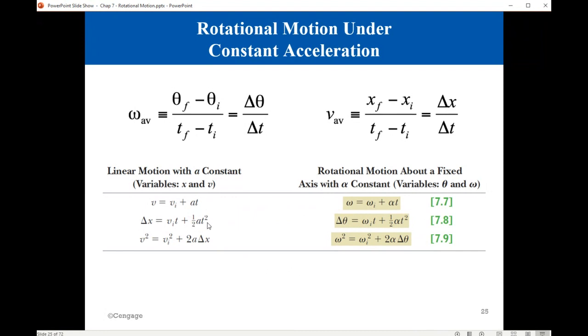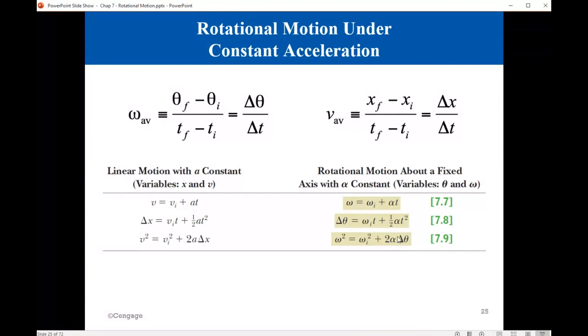The second kinematic equation that we learned in chapter 2, delta x is v initial t plus half at squared. So here, instead of delta x, you have delta theta for the angular displacement. It is equal to omega initial t plus half alpha t squared. Then the third kinematic equation, final velocity squared equals initial velocity squared plus 2a delta x for linear motion. For rotational motion, it becomes omega squared equals omega initial squared plus 2 alpha delta theta.